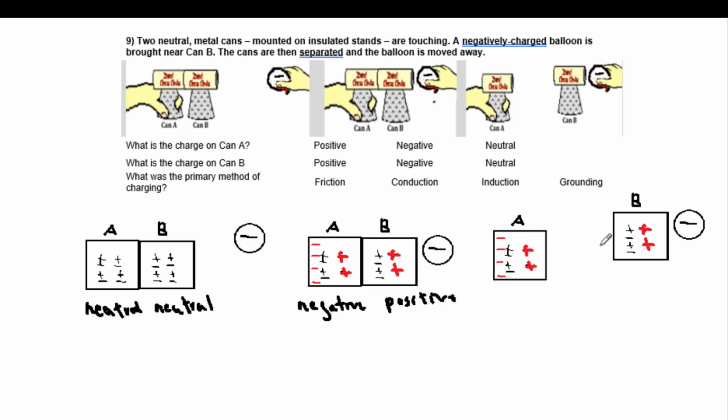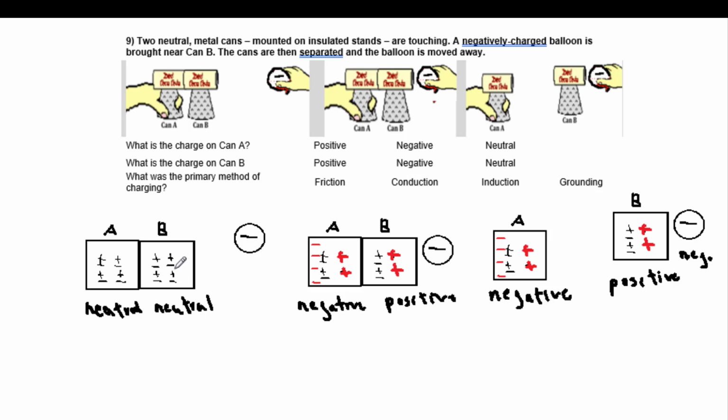And when we separate them, they basically hold these charges. Here, A holds onto the charges, so A is still negative, has 6 negatives and 4 positives. And B is still positive, has 4 pluses and 2 negatives. And the balloon is still negative, it never touched anything.